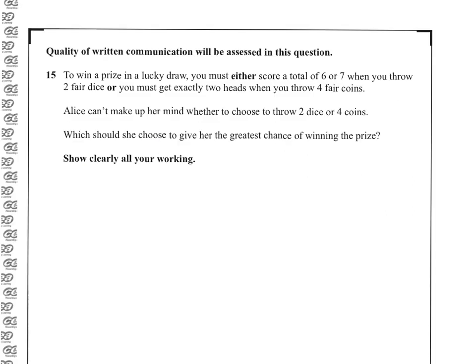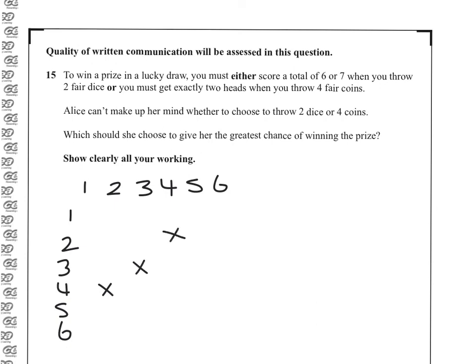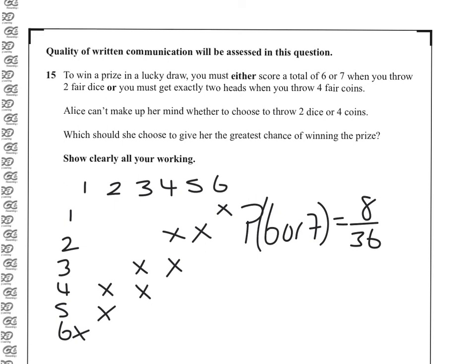If we start with throwing the 2 dice, I'm going to draw a possibility space. And I'm looking for all the times I get a 6 or 7. That'd be a 2 and a 4, a 3 and a 3, or a 3 and a 4, 4 and a 3. 2 and a 5 gives 7, 5 and a 2. 6 and 1 gives 7, 1 and 6 gives 7. Altogether that gives us 1, 2, 3, 4, 5, 6, 7, 8. So the probability of a 6 or a 7 is 8 out of 36. 4 goes into 8 twice, 4 goes into 36 9 times.